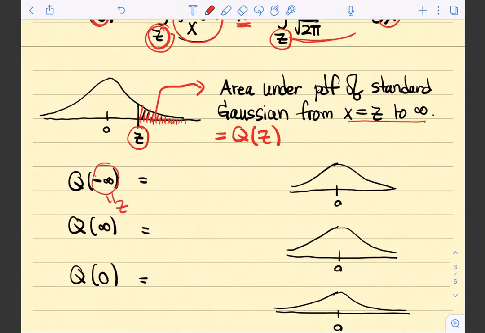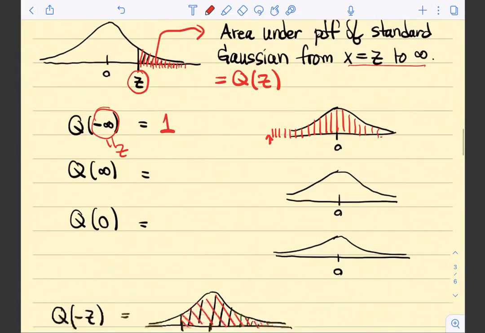You think of this as z, where z is equal to minus infinity. Where's minus infinity? It's way out here. And remember, the Q function takes the right tail, so everything on the right, starting from that z value and going until infinity. And you see that it's everything of the PDF. So this is equal to 1.